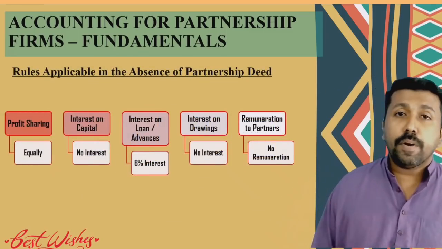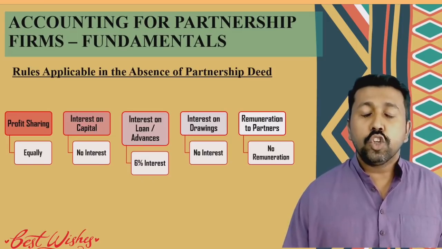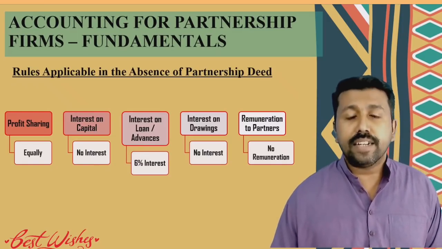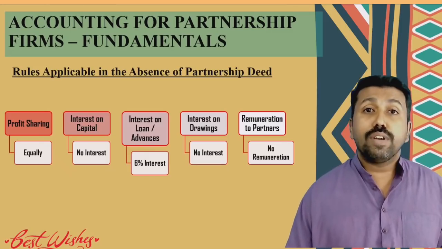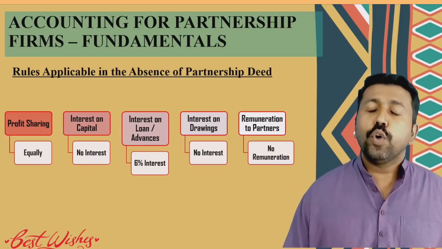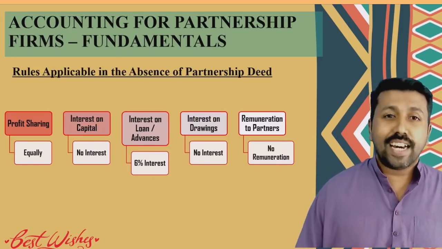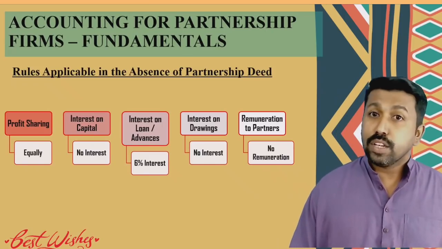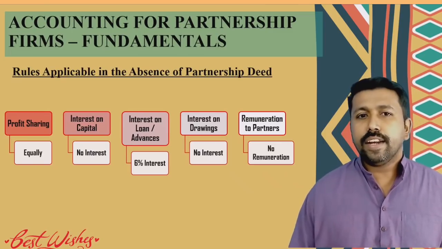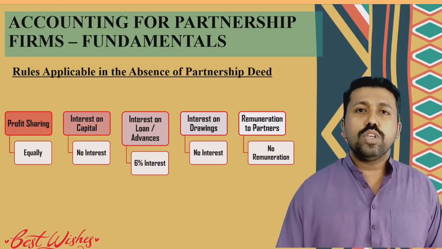And a very important point you have to keep in mind is the rules applicable in the absence of a partnership deed. If there is no written agreement between the partners, no partnership deed, what do we have to do? Profit will be shared equally. There will be no interest on capital given to partners. No salary or commission will be given to the partners, and also no interest on drawings will be charged. And you have to remember, if there is any loan amount, 6% interest will be given. And without the consent of other partners, no one will be admitted into the partnership firm.